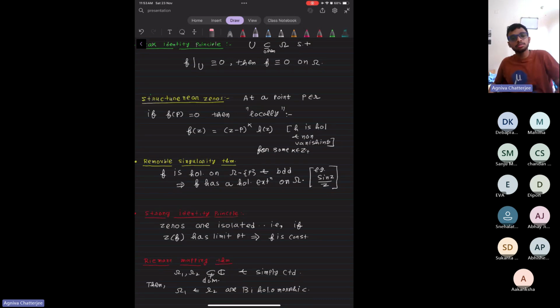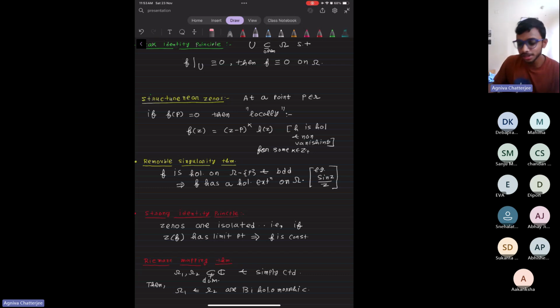It says that if you have two proper simply connected domains in C, they are biholomorphic. This is quite striking and quite amazing as well. So these are more or less all the theorems that one can see in the first course of complex analysis. There are Picard's theorem and others, which I didn't write.